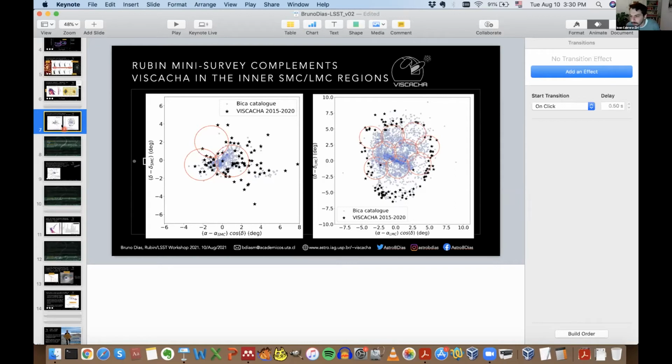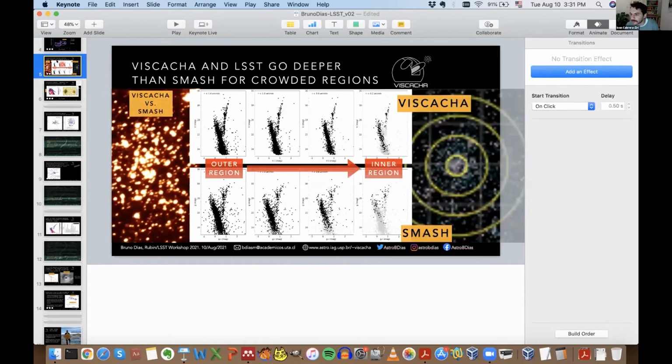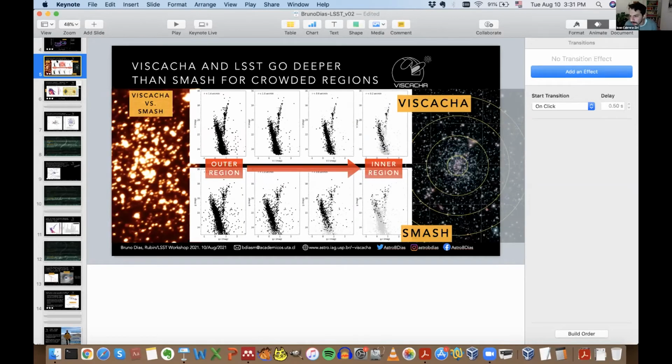Another question by Tom Wilson: for your Vizcacha versus SMASH comparison, CMD, you resolve more sources in the dense regions. But have you done any analysis on the relative fluxes of the sources in both catalogs? I.e., do you know how much extra flux is absorbed into the less spatially resolved magnitudes? No, I have not gone into this kind of detail.